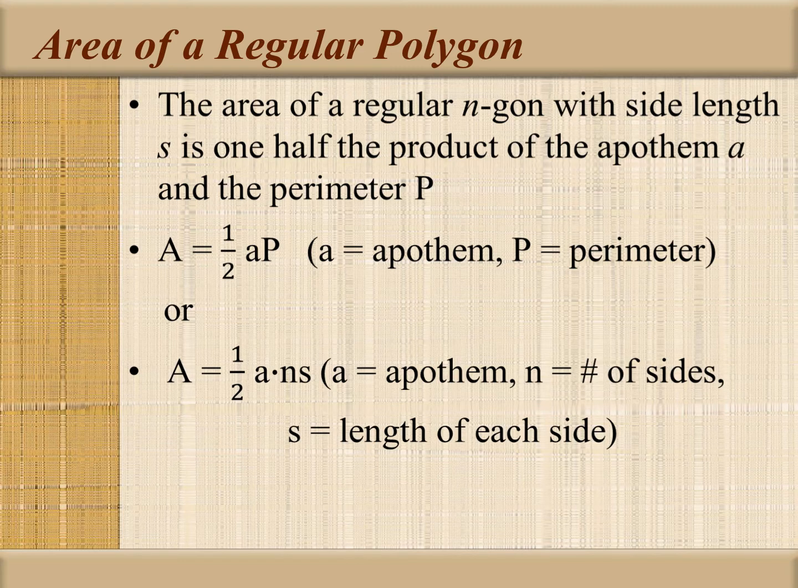Or if you don't already have the perimeter calculated, then it's the bottom formula, 1/2 a n s, where a is the apothem, the capital P is the perimeter of the polygon, the lowercase n is the number of sides in your polygon, and s represents the side length of the polygon.